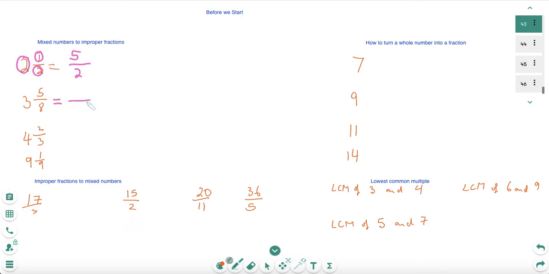Same thing here. Your denominator stays the same. To find your numerator, 8 times 3 is 24, plus 5 is 29. These two you can practice by yourself.